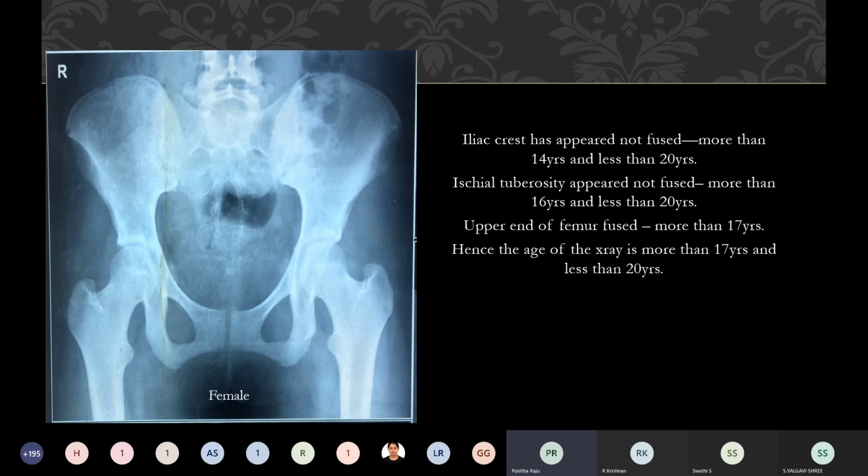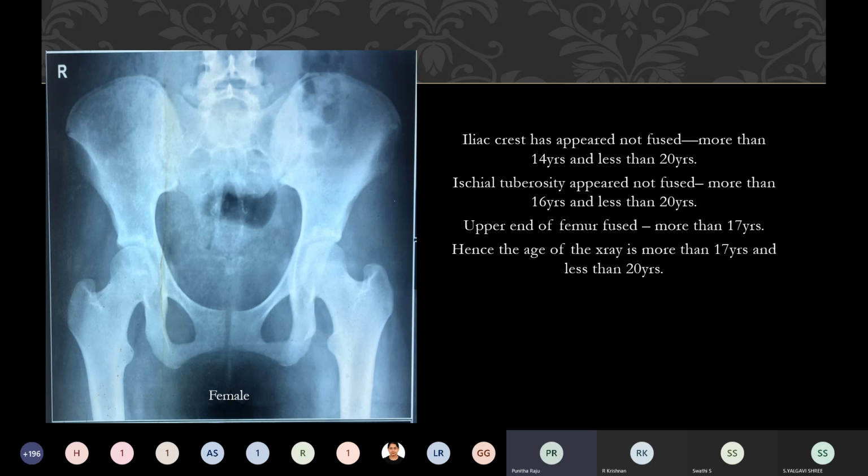You can see on the right hand side, on your left hand side, some bone protuberance in the ischial tuberosity, but it is not clear on the right side. Only on the left side it is a little clear, where you can see some bone protuberance. That is the reason I have mentioned the ischial tuberosity has appeared, but it is not fused. So overall with this X-ray, the age is more than 17.